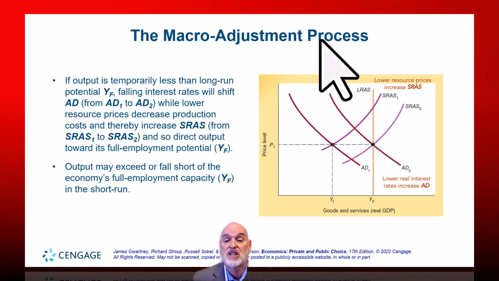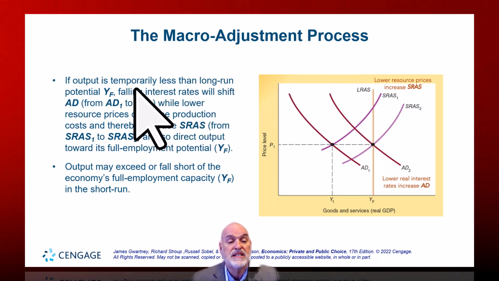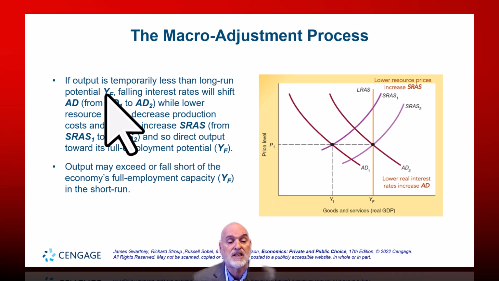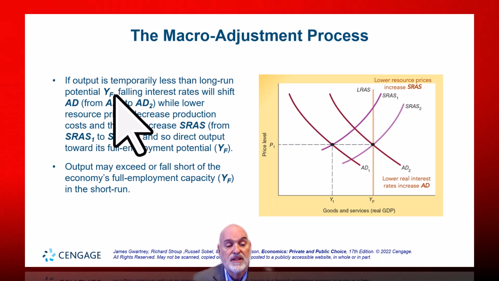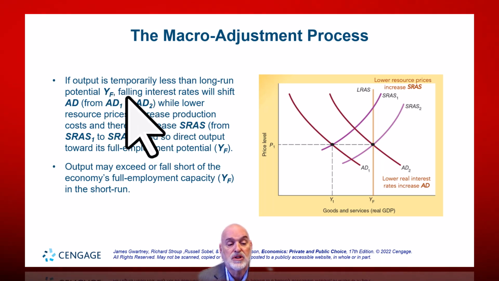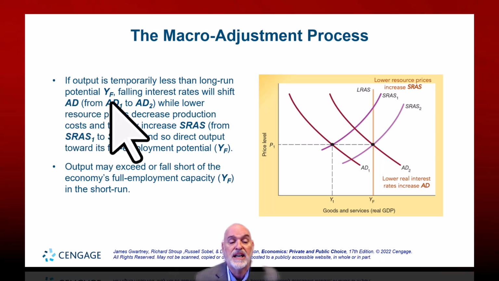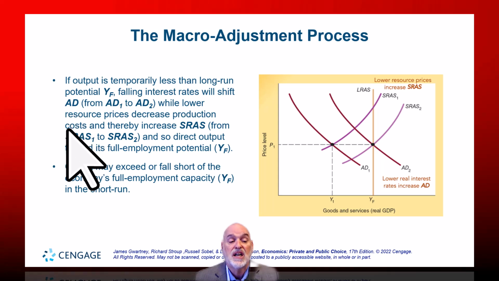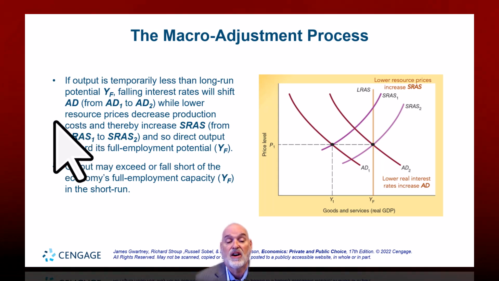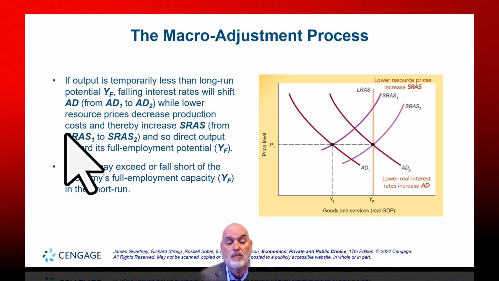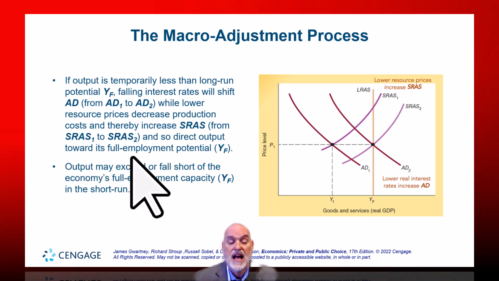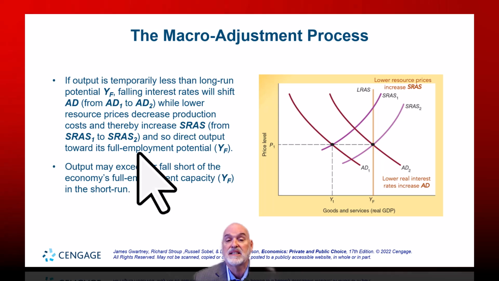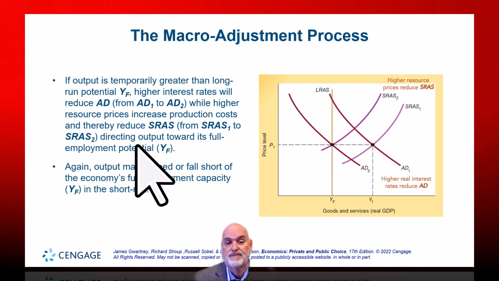The macro adjustment process. If output is temporarily less than long-run potential, YF prime, falling interest rates will shift AD from AD1 to AD2, while lower resource prices decrease production costs and therefore increase SRAS, and so direct output toward its full employment potential. Output may exceed or fall short of the economy's full employment capacity in the short run.